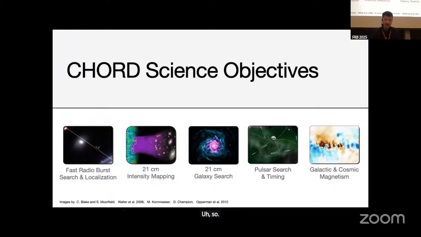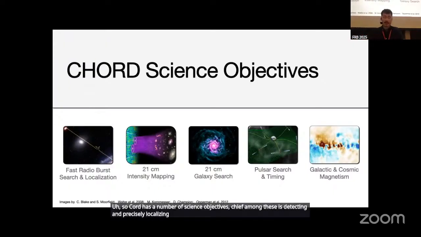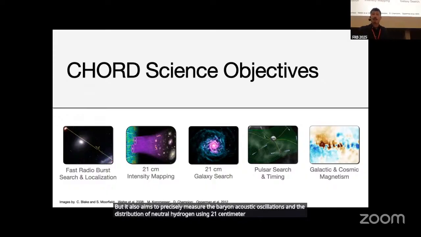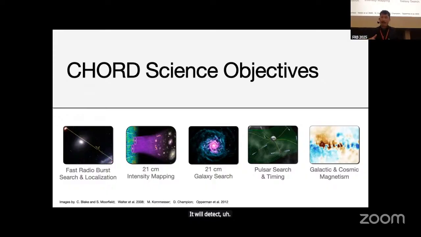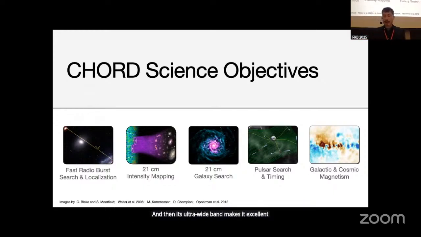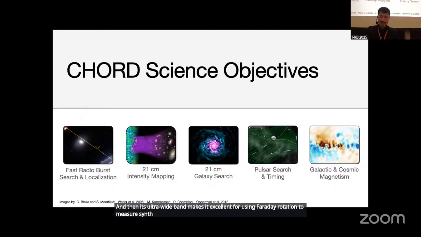So CHORD has a number of science objectives. Chief among these is detecting and precisely localizing tens of thousands of fast radio bursts, but it also aims to precisely measure the baryon acoustic oscillations in the distribution of neutral hydrogen using 21 centimeter intensity mapping. It will detect the largest sample of HI galaxies in the local universe to date. We plan to use CHORD for detecting new pulsars and timing pulsars to aid in the detection of the stochastic gravitational wave background. And then its ultra-wideband makes it excellent for using Faraday rotation measure synthesis to study galactic and cosmic magnetism.